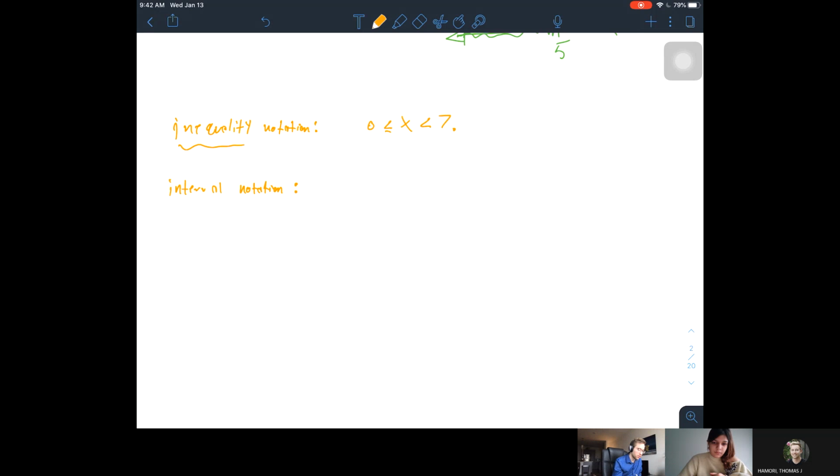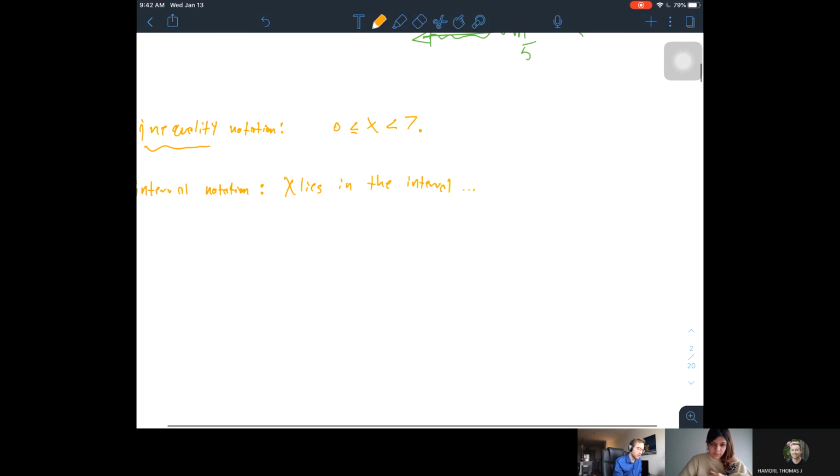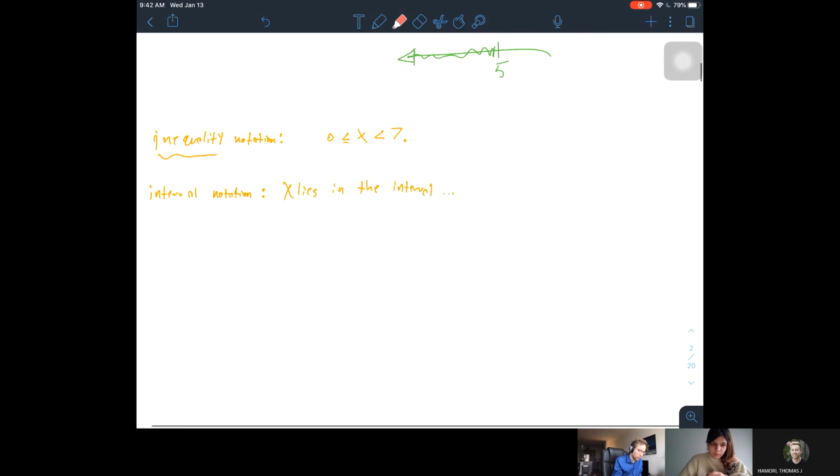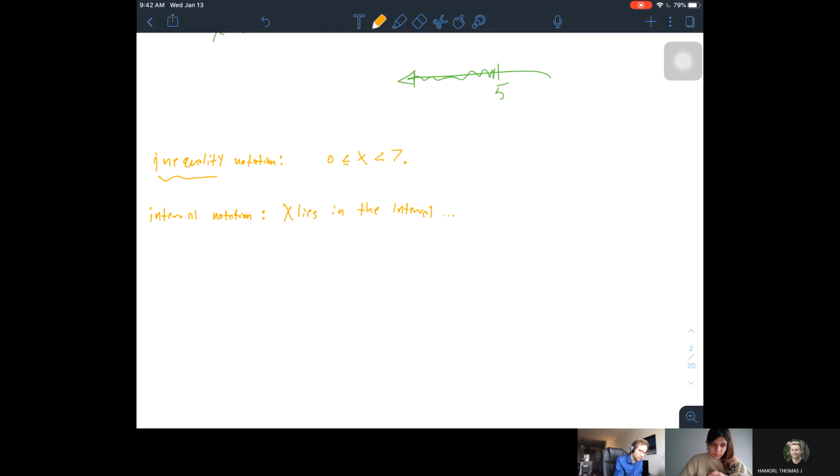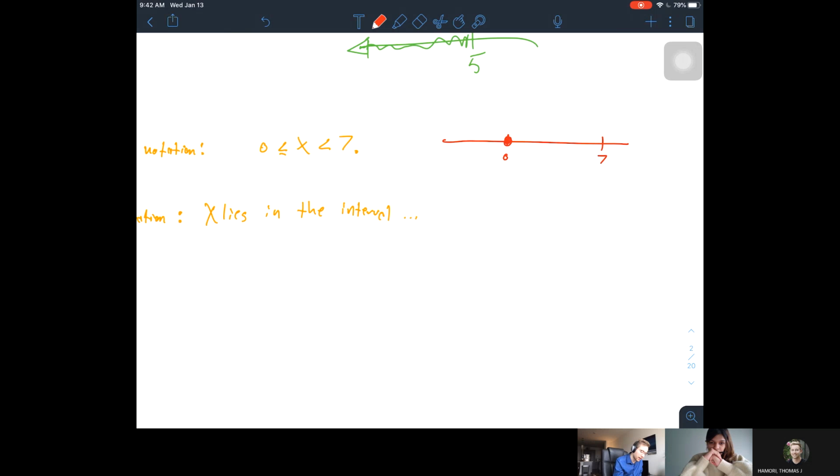Interval notation is when we switch this into saying the following: x lies in the interval, and we want to translate 0 less than or equal to x less than 7 into an interval. So what if we were to draw this on the number line, how would it look? We'd have 0 here, 7 here. We would put a closed dot on 0, and then we would fill in the area between 0 and 7, and then we would have an open dot on 7.